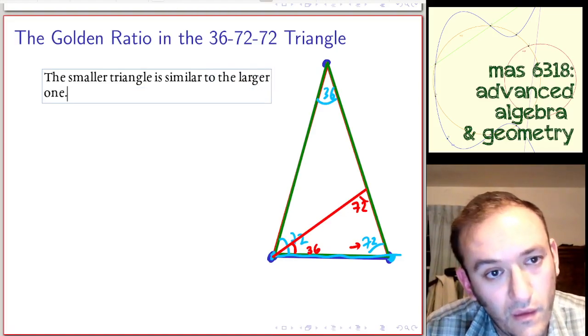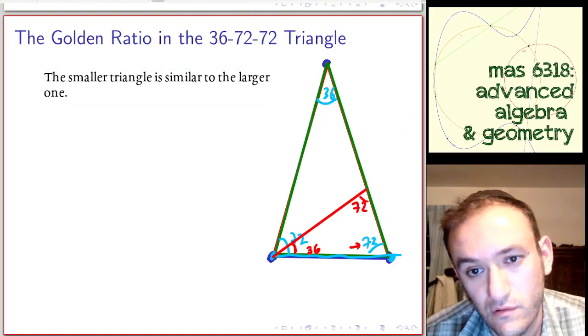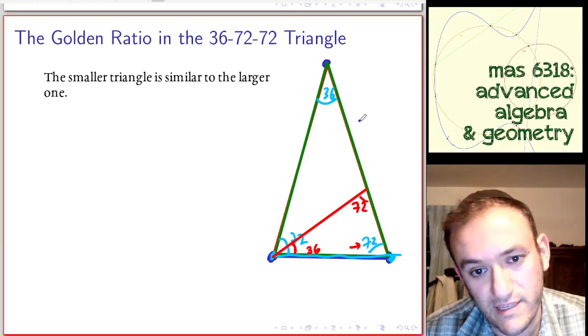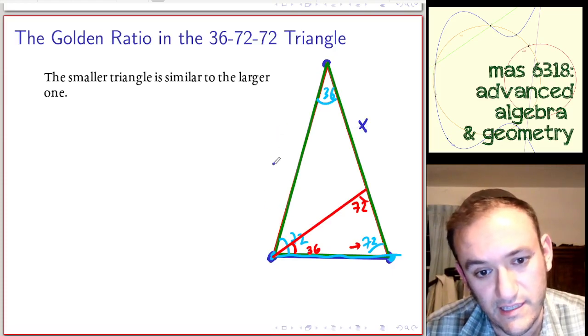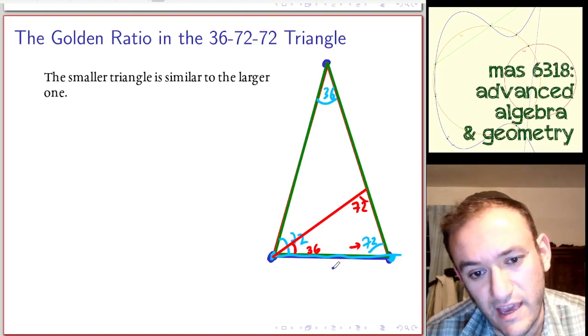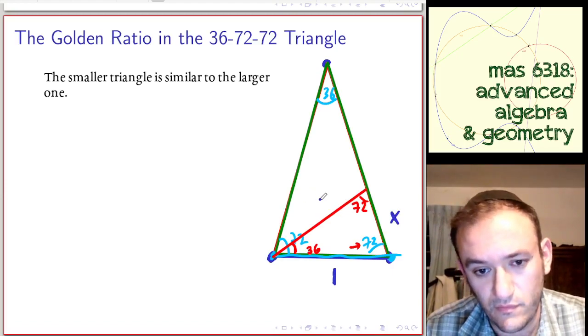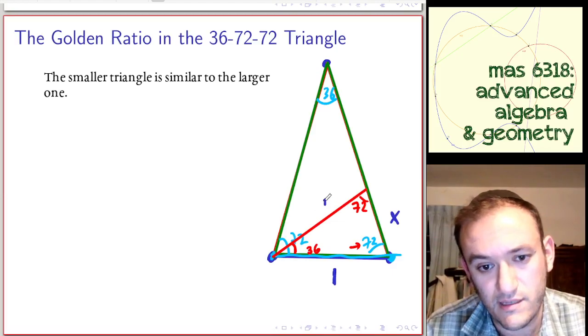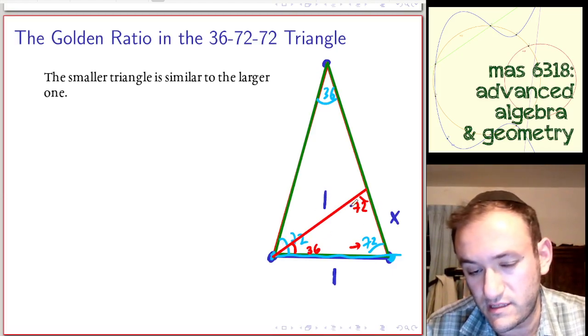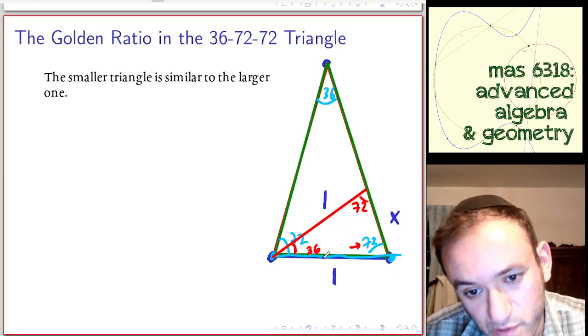Okay. And let's say we are going to call this length x. Let's label this as 1 and this as x. Then this also has to be 1 because this guy, the small triangle, is an isosceles triangle. Okay, so far so good.